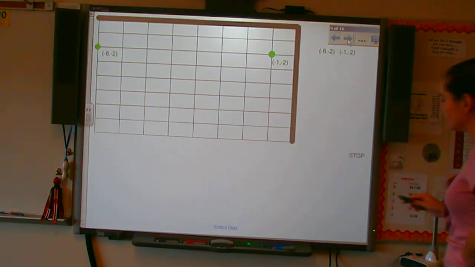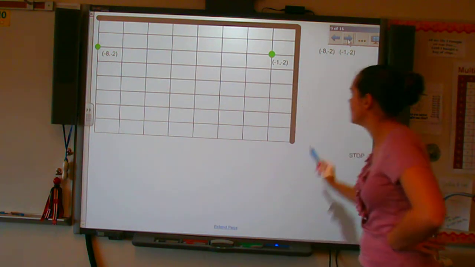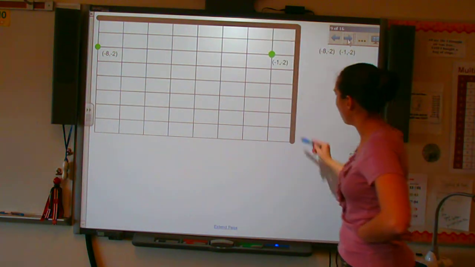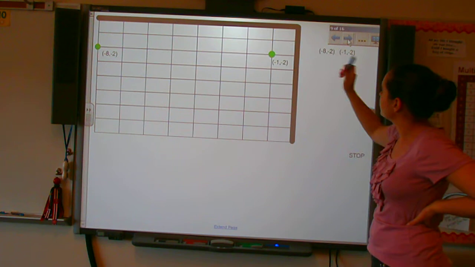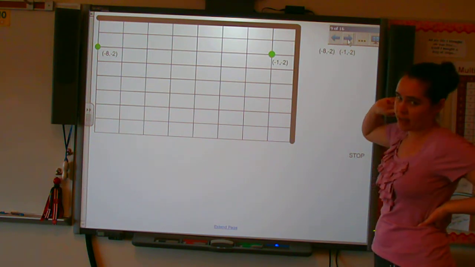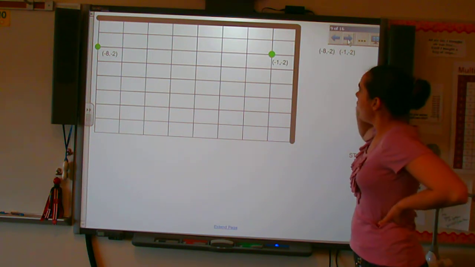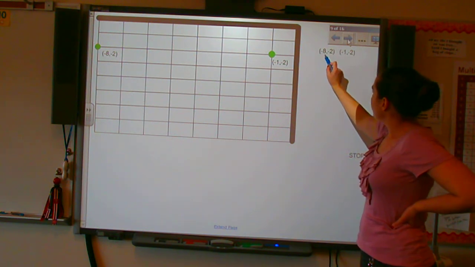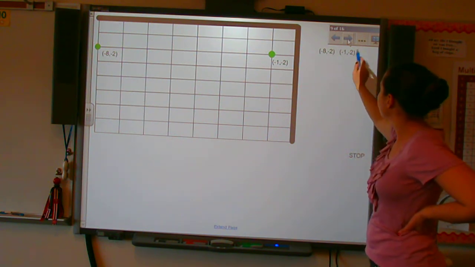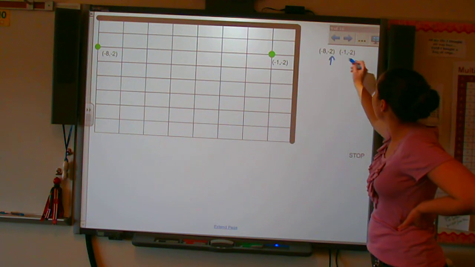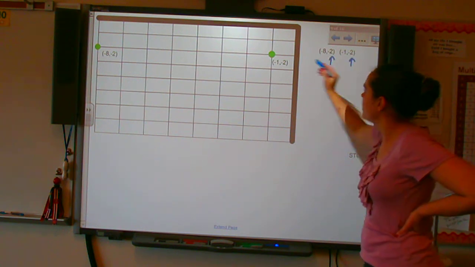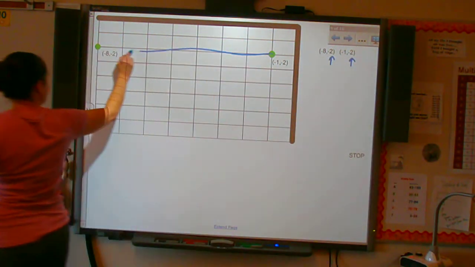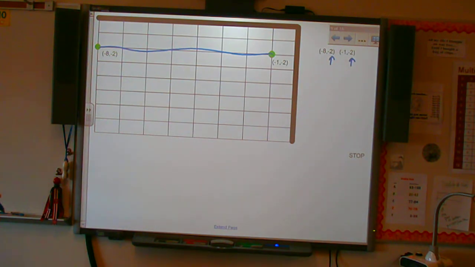All right, our last example. This line is contained within quadrant 3. So both x's are negative and both y's are negative in quadrant 3. I have data points negative 8, negative 2 and negative 1, negative 2. Since both my y values are the same, negative 2, that tells me it's going to be a horizontal line, and we see a horizontal line.